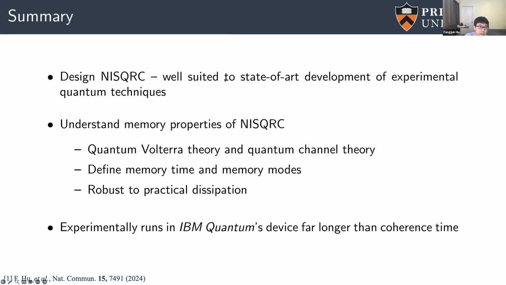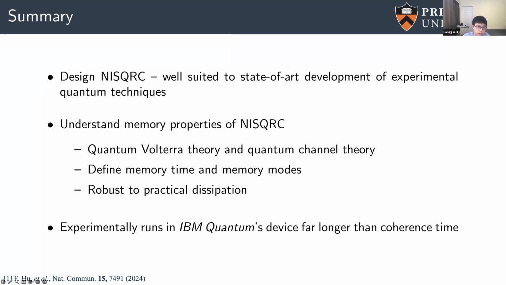And in this paper, we also understand the memory properties of the particular design, NISQRC, by using the theory of the quantum version of Volterra theory and the quantum channel theory. And we can define two important quantities, the memory time and the memory nodes, or the internal features of a particular NISQRC. By getting those memory times, we can tune the parameters inside a quantum reservoir such that you can choose a correct regime of internal parameters, randomly sample it, and make it work.